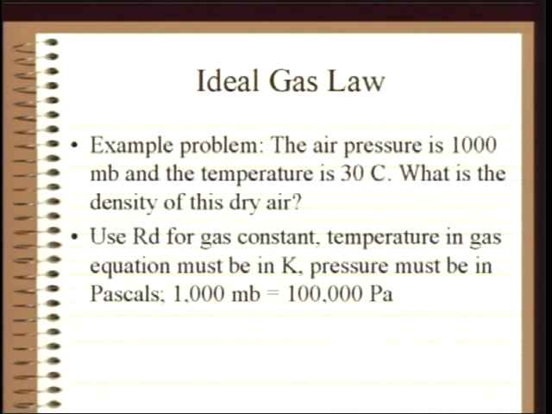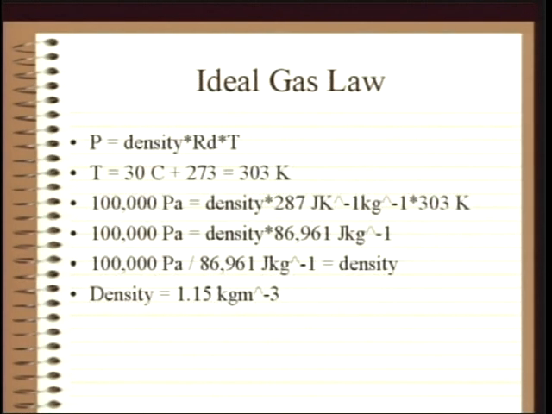And when solving this equation, make sure that the temperature is in units of Kelvin. So if the units is given in Fahrenheit or Celsius, convert that to Kelvin. And the pressure must be in pascals. To convert millibars to pascals, you take the millibar value and multiply that by 100. So 1,000 millibars is equal to 100,000 pascals. So now we have the terms that we can plug into our equation to solve for density.